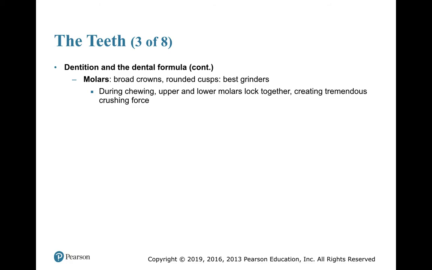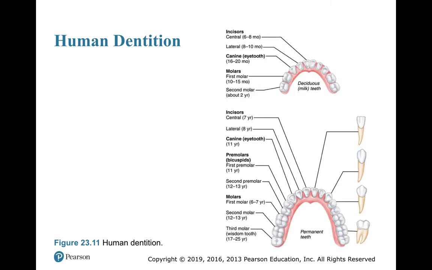The molars have a broad crown and rounded cusps and are the best grinders. They're used during chewing. Upper and lower molars lock together, creating a tremendous crushing force. And those are mapped out, our deciduous teeth here and our permanent teeth below.